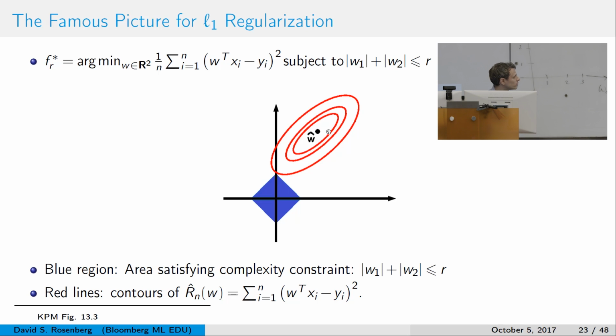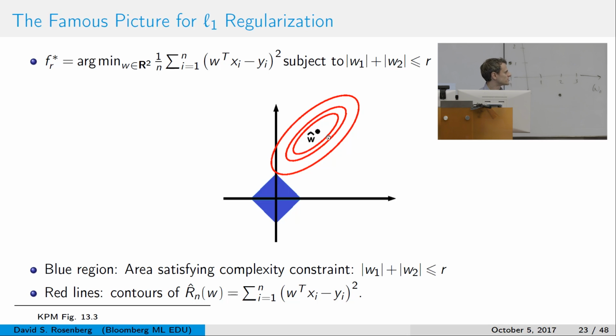So the prediction function corresponding to this W hat, that's the best we can do for linear functions in terms of minimizing our average loss. But this does not obey our L1 constraint, so it's no good. We need a solution that's in the blue box, but otherwise does as well as possible minimizing the empirical risk. So we kind of need to creep from this W hat, which is the unconstrained solution, towards this constrained solution. And you can do that by thinking about these level sets of empirical risk.